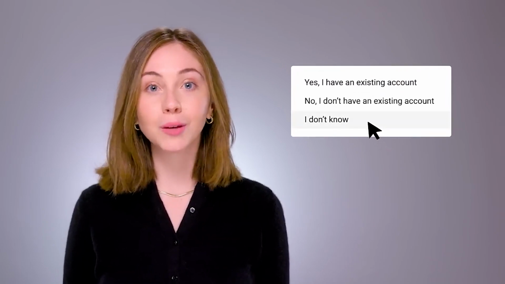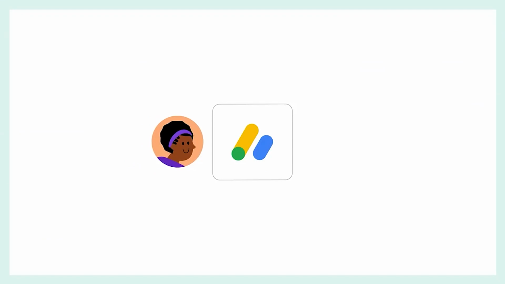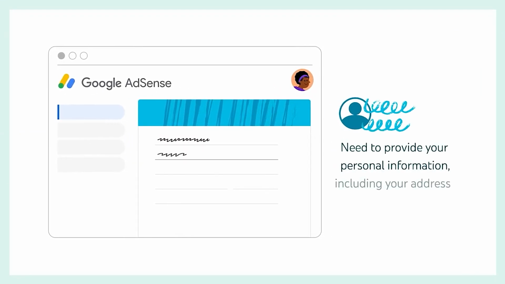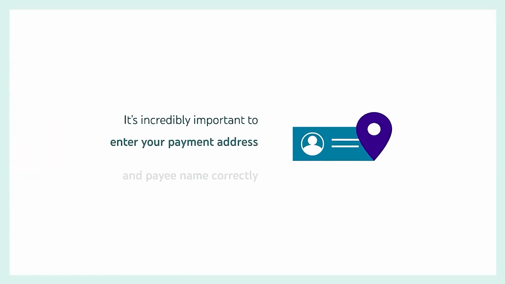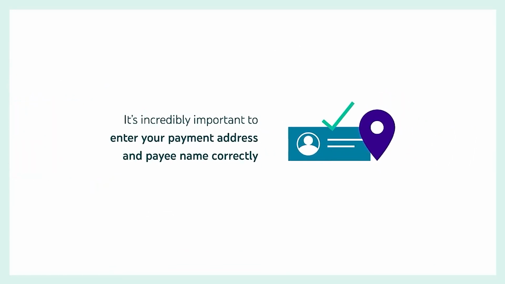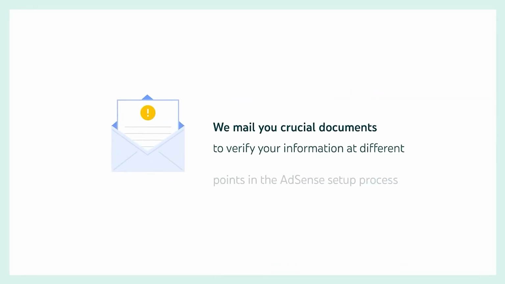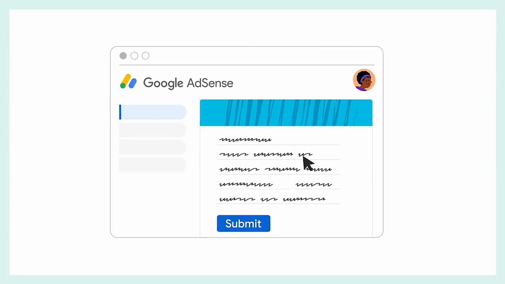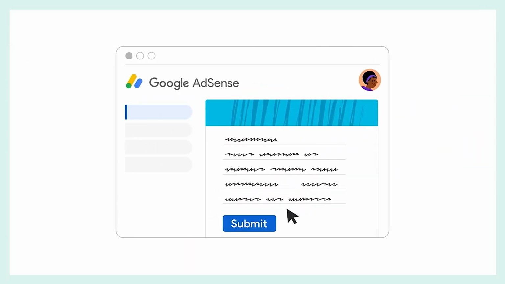If you're not sure if you have an existing account, select I don't know and complete the flow. It's important you don't attempt to create a new AdSense account if you already have an existing one, because this can cause delays in your application process. Note that you can link multiple channels to a single AdSense account. Once you're in AdSense, if you're setting up a new account, you'll need to provide your personal information, including your address. It's incredibly important to enter your payment address and payee name correctly, because we mail you crucial documents to verify your information at different points in the AdSense setup process. Once everything is entered and you've checked to ensure it's all accurate, you can submit.